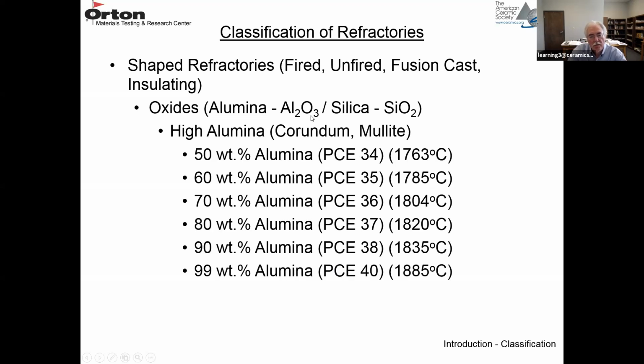The other group of alumina silica refractories are the high alumina materials, and they start at 50% alumina, and they go up to 60, 70, 80, 90, and 99 weight% alumina. So you can see the PCE values go up from 34 to 40, and the use temperatures go from 1763 to 1885 degrees C. The high alumina materials have corundum and mullite as the major crystalline phases.